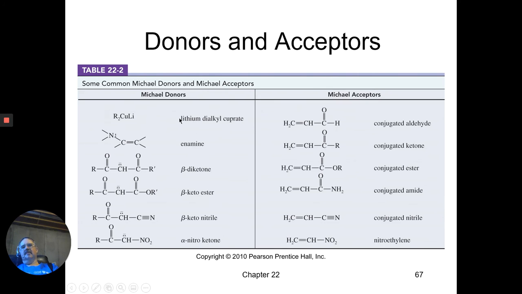So these are examples of softer nucleophiles. These include the Gilman reagent, dialkyl lithium cuprate, enamines, beta diketone enolates, beta ketoesters, beta ketonitriles, and alpha nitroketones. And then these are acceptors. The Michael donors will attack the beta position of these conjugated compounds: aldehydes, ketones, esters, amides, nitriles, and nitroethylene.